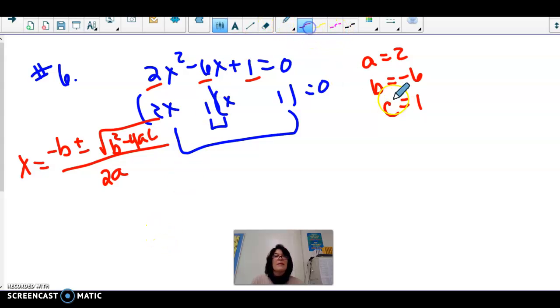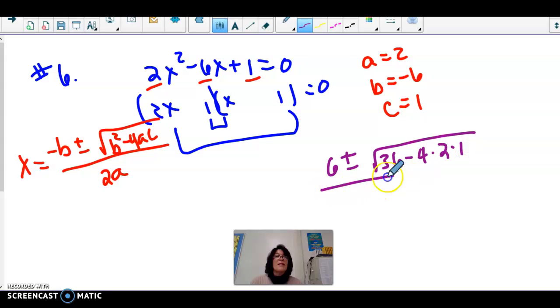Let's try this. I'm going to take the opposite of B. In my case, that would be +6. The square root of B squared. -6 squared is 36, right? -6 times -6. If you don't know those, put it in your calculator. But this number that you write here for B squared will always be positive, even when B is negative, right? Because something squared is positive. -4 times A times C, all over 2A.